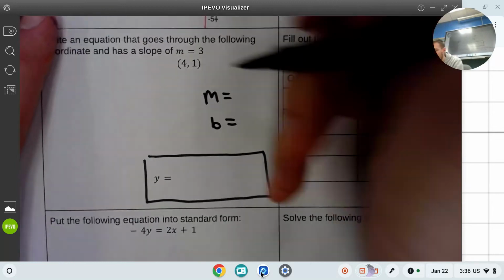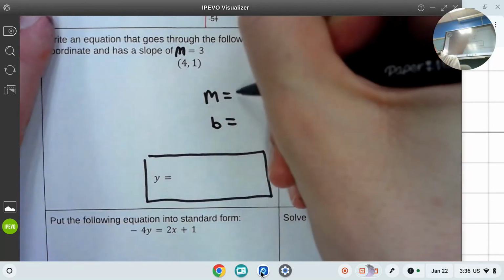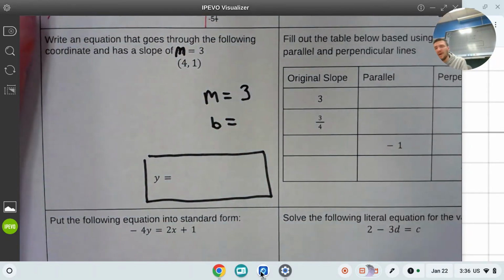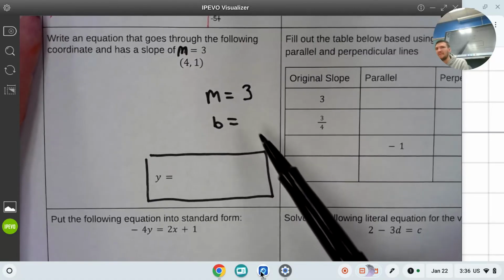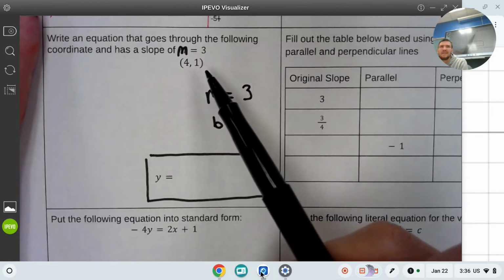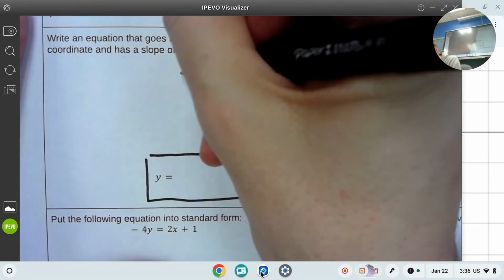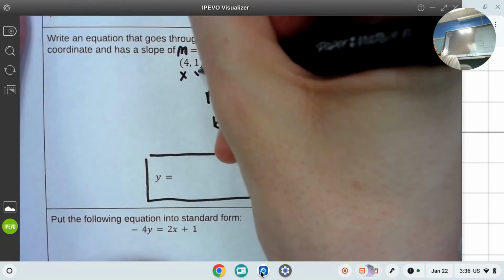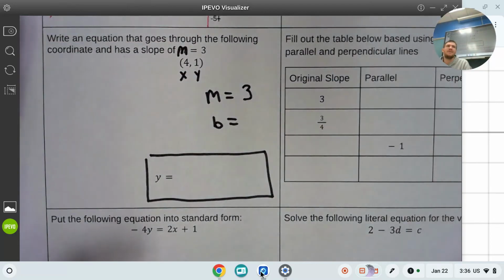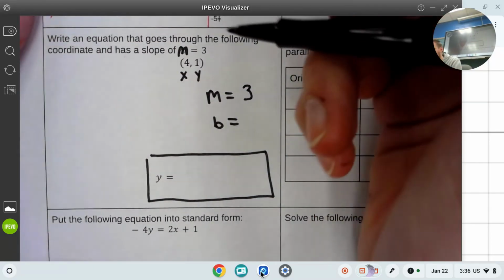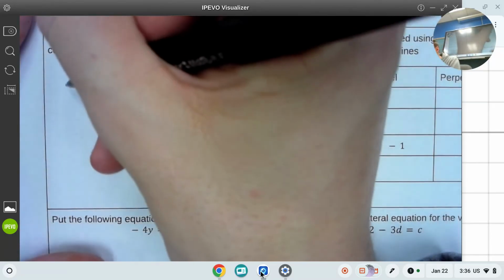Okay, this m equals 3. What's the b number? Is the b number a 4 or a 1? Secret, neither one, right? This 4 is an x number. This 1 is a y number. We're getting a little distracted. Let's put it away, please, Amir.